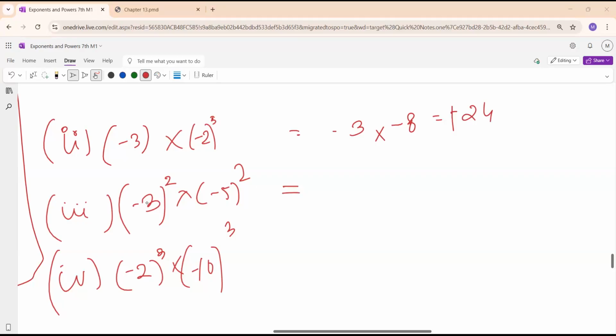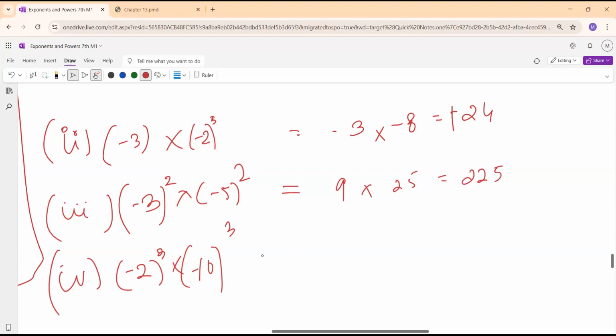Minus 3 raised to the power 2 means 3 into 3, that is 9. And it's an even power, so the minus sign will not stay. Multiplied by 5 squared, which means 5 into 5, so that is 25. Again an even power, so we won't keep the minus sign. Now 25 into 9, that is 225. Okay, Abdul Rahman, got it?